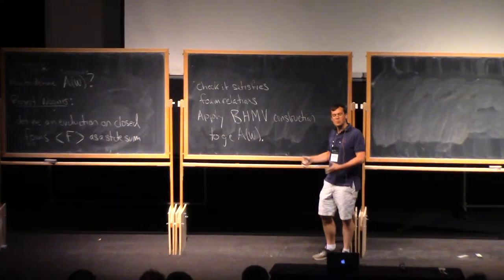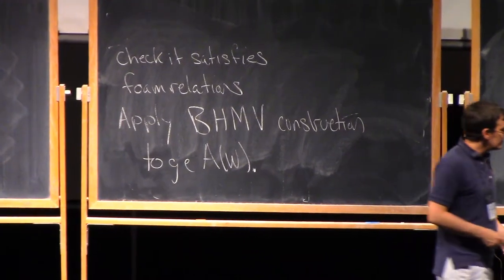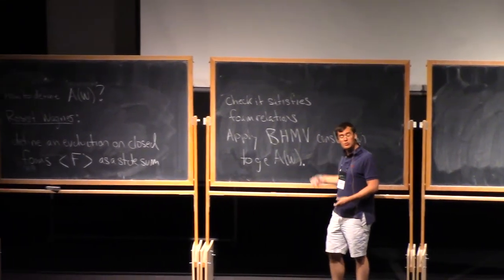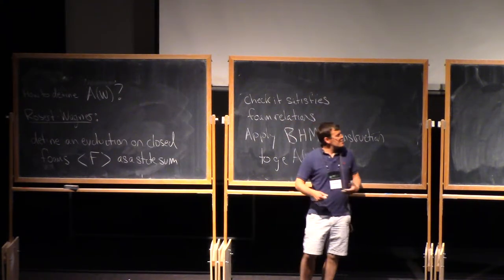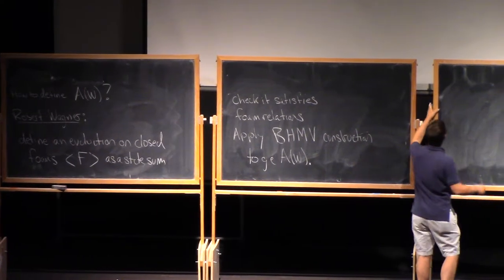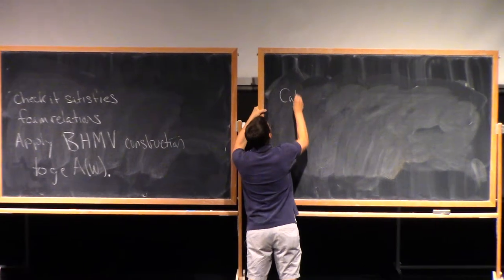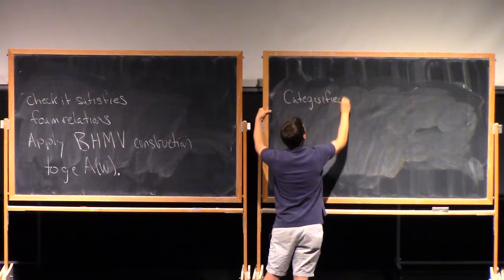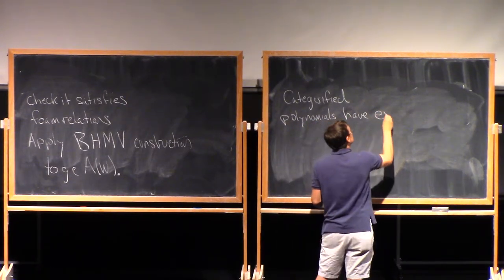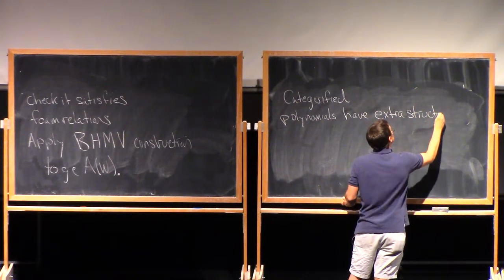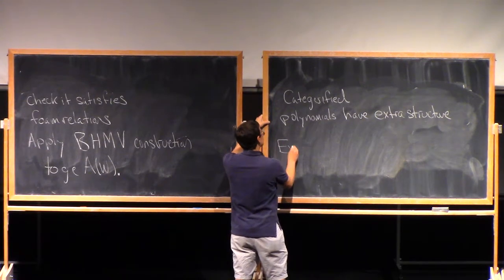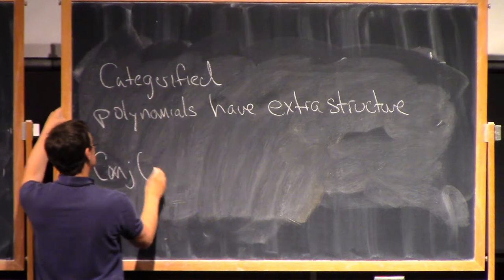Why would you care? What should you do with this information? One thing that I want to say is that very often these categorifications have a lot more structure than the original polynomial. And that structure lets you understand things about the polynomial that you might not otherwise have understood. So categorified polynomials have extra structure which lets you see things that you might not have guessed about the original polynomial. So for example, here's a conjecture of Gukov and Stosic.